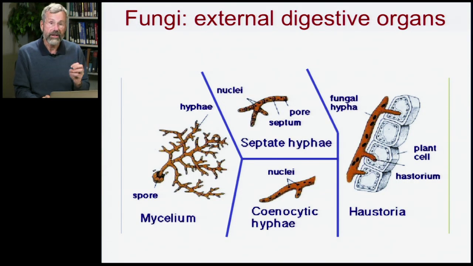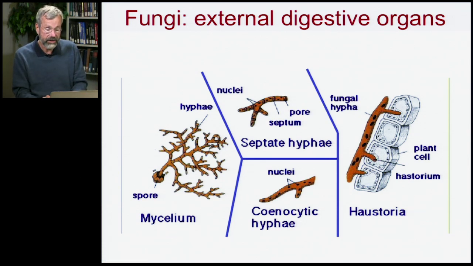Now, fungus have to find something to eat. And the way they do this is actually through external digestive organs. So if you were to look at a moldy piece of food, or at the bottom of a mushroom where it's attached to the ground, you see some cottony stuff. And that cottony stuff is called mycelia and hyphae. Okay, these are very thin strands. And these are where they absorb nutrients.